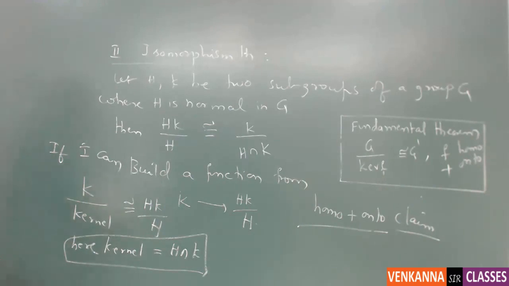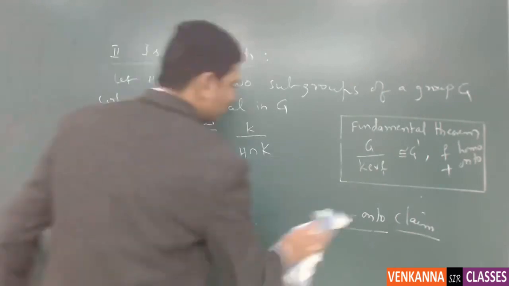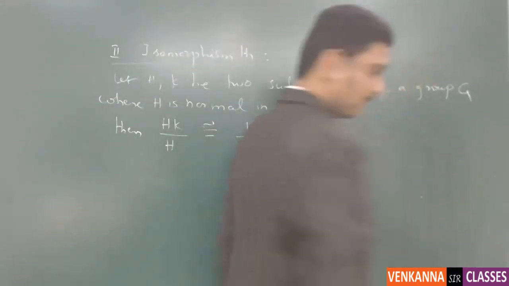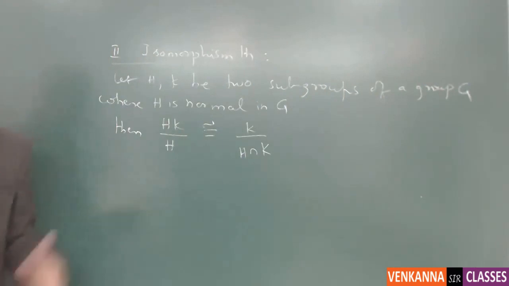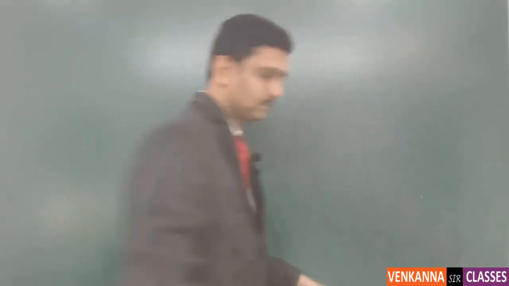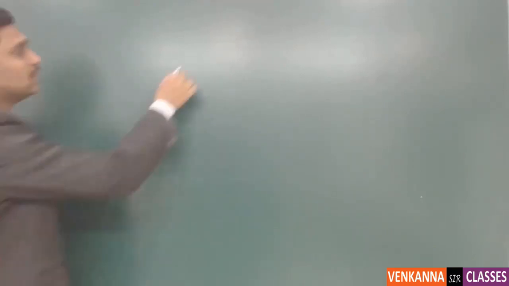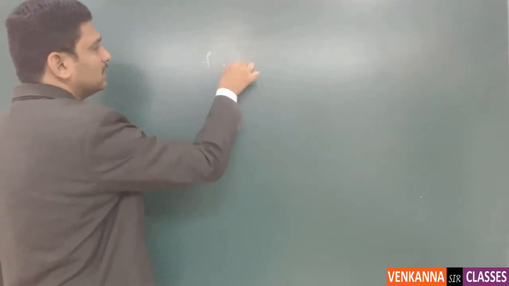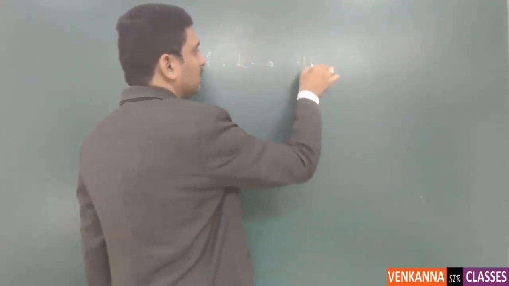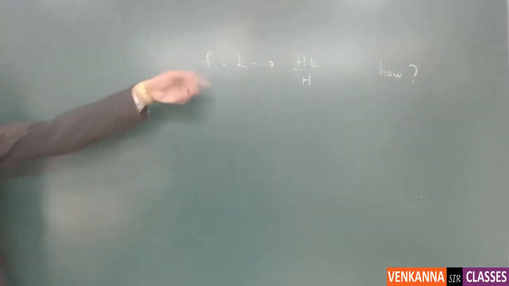Right. Now, let us go for the proof. I will erase the total things so that the representation gives you good understanding. So I am going to define a function between them. I want to define the function from K to HK by H. How? So how to define the function here?